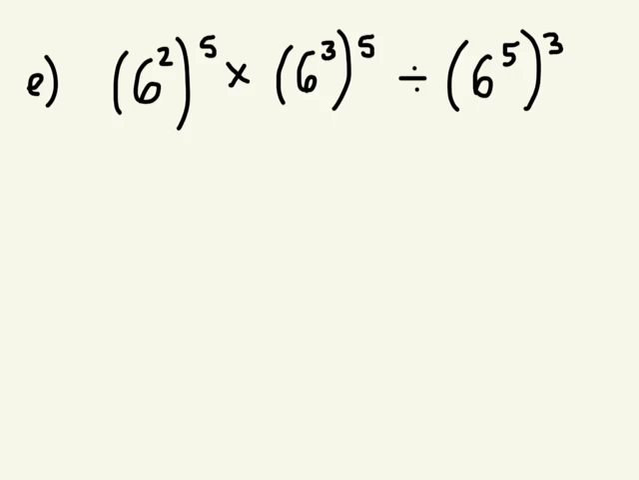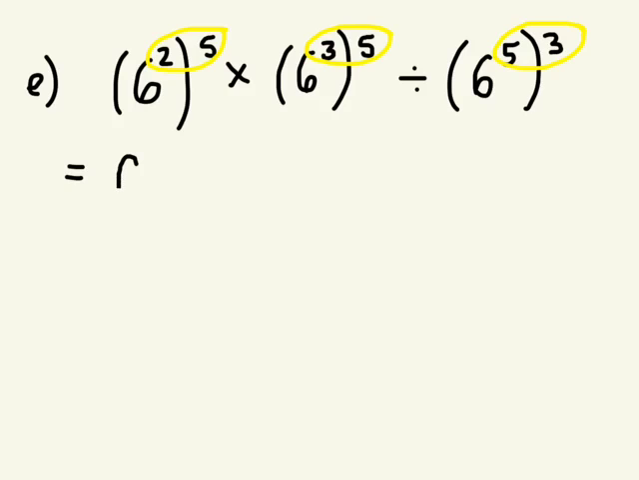Okay, for the next one, because we have powers of powers, right? We have 6 to the power of 2 to the power of 5 times 6 to the power of 3 to the power of 5 divided by 6 to the power of 5 to the power of 3. Let's simplify the powers of powers to write as single powers. So what do we do when we have a power of a power? What do we do with the exponents?